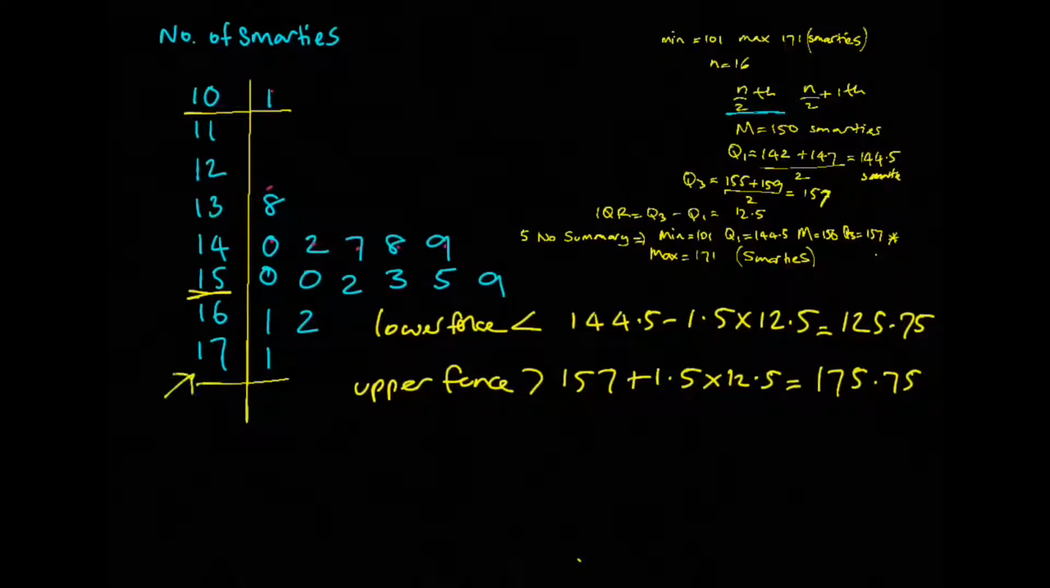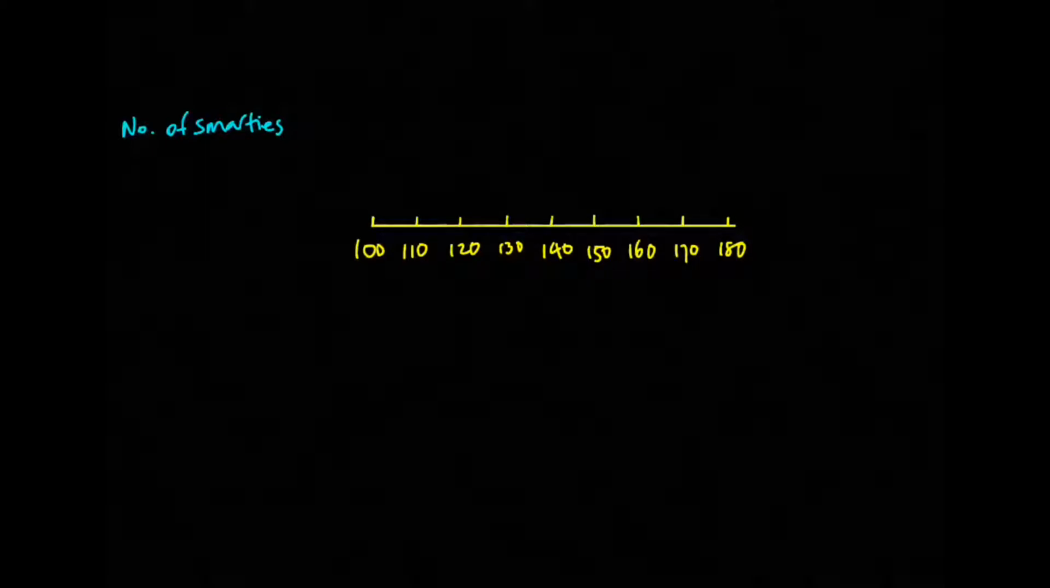So in this case, we look at the data. 171 is the highest and it's less than the upper fence, so it's not considered an outlier at this stage. But 101 is, because it's less than 125. The next smallest number is 138. It's fine. So drawing in our box plot, we start with Q1, which is 144.5, roughly here. Then we've got the Q3, 157, which is roughly here. And then the median, which is 150, which is here. And we close off the box.